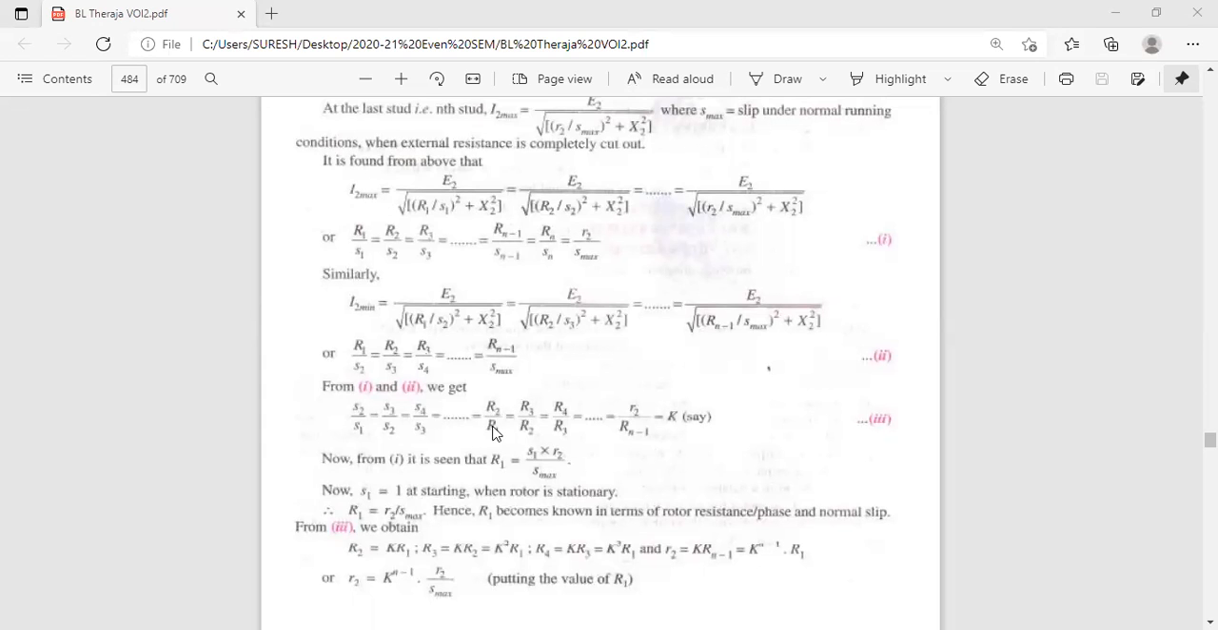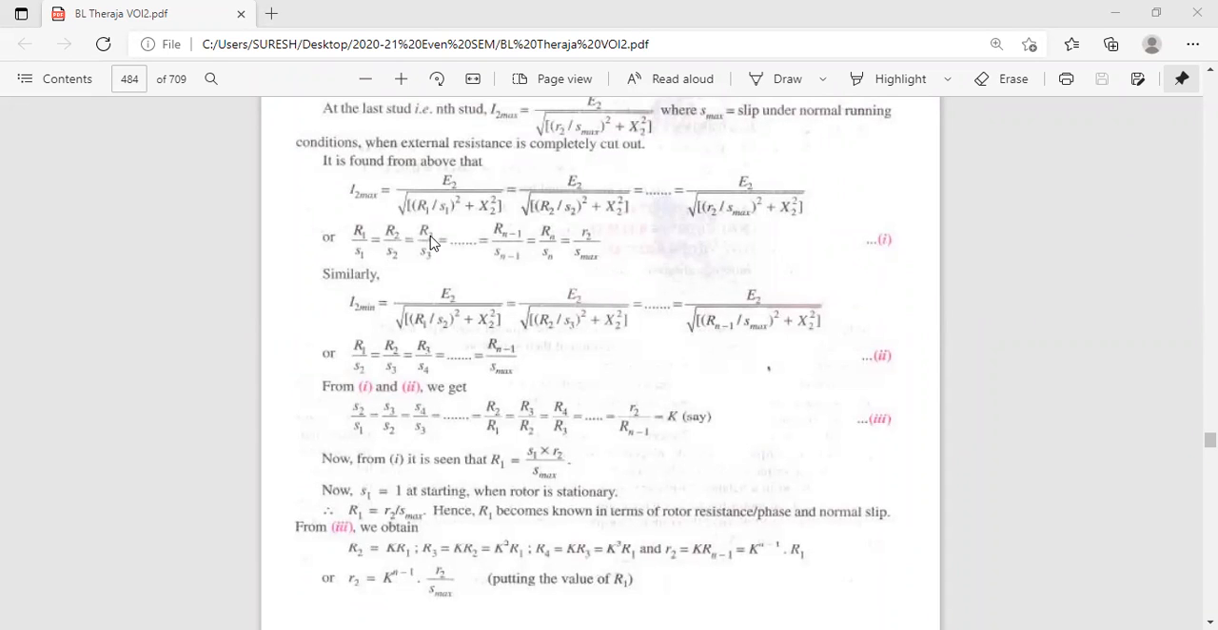Now see how we are getting R2 by R1. See here, in equation 1, R2 by S2. Here what is there? R1 by S2. Compare the S2 terms. If you divide R2 by S2 by R1 by S2, S2 is cancelled. R2 by R1.